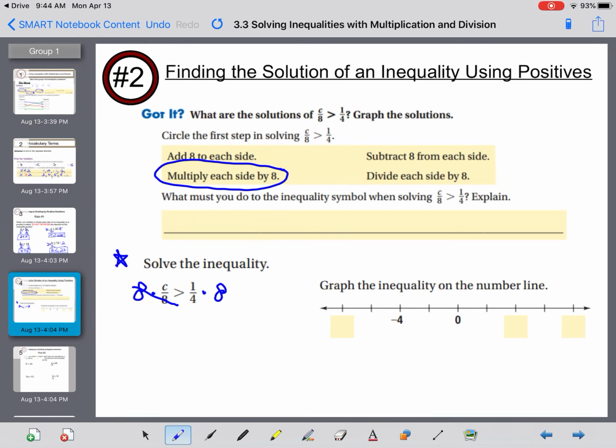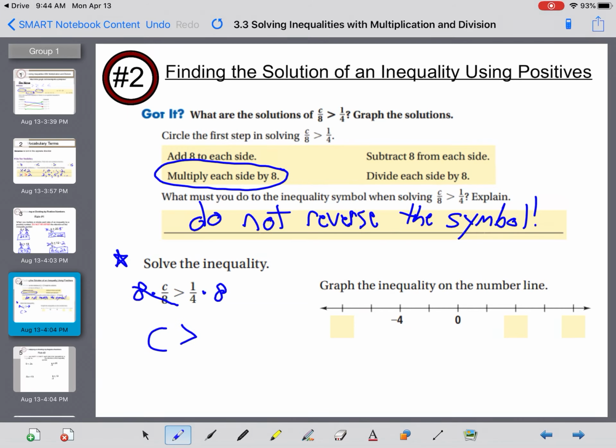What must you do to the inequality symbol when solving? Well, the 8 is a positive 8, so we do not reverse the symbol. And our result is c is greater than, and 1/4 times 8 is really 8 divided by 4, which is 2. c is greater than 2.